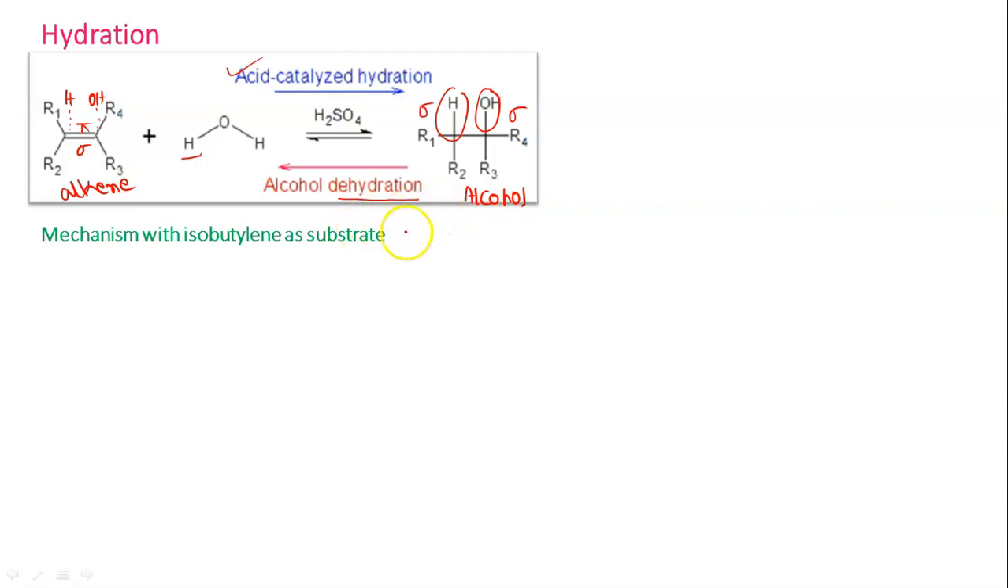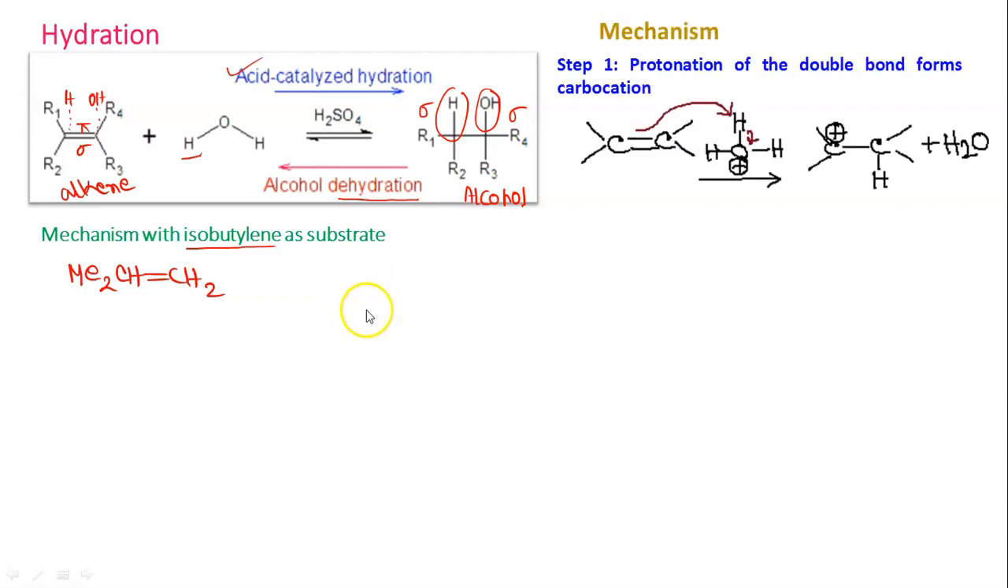And we will see the general mechanism first, then we will take a particular example of isobutylene, which is having structure like Me2C double bond CH2. So this is isobutylene, but before that we will see the general mechanism of this hydration reaction. So the first step is protonation of the double bond, and in this protonation there is formation of carbocation.